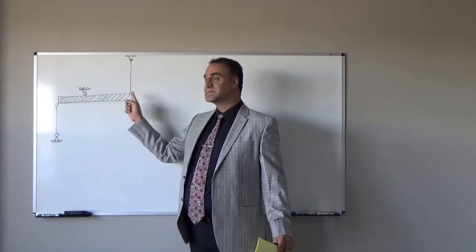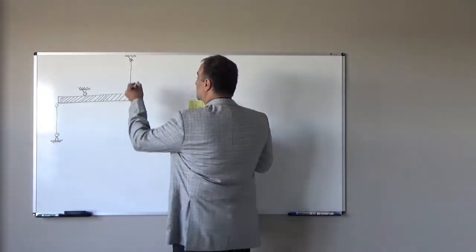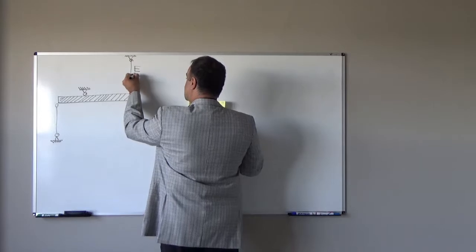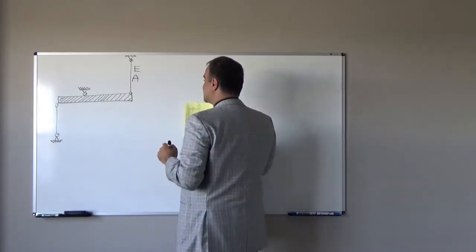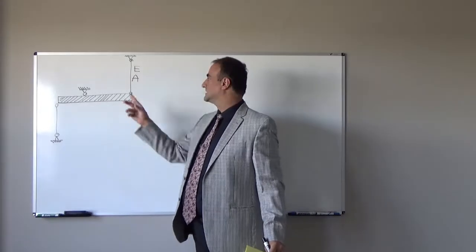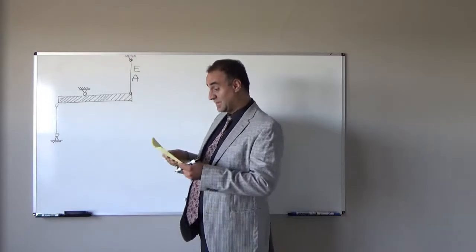But if it is a truss member, we have only one internal force, and we will call it axial force. The material property for this rod is E, and the cross-sectional area is A. Pay attention, this E and A are known values. For example, it is from steel. We know E and we know the cross-sectional area.